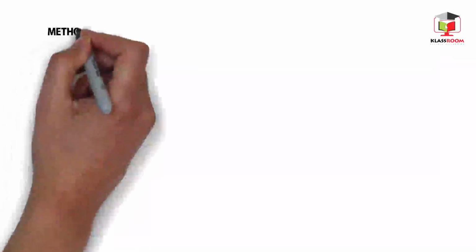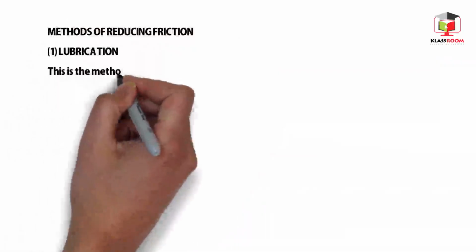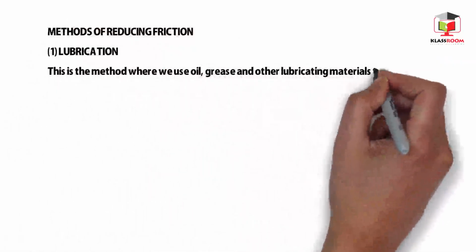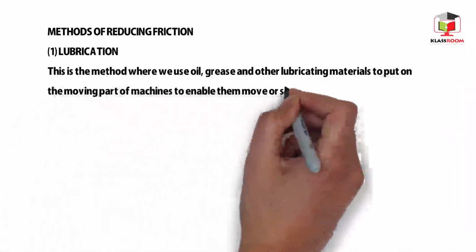Methods of reducing friction. Number 1, lubrication. This is the method where we use oil, grease, and other lubricating materials to put on the movable parts of machines to enable them move or slide on one another smoothly.